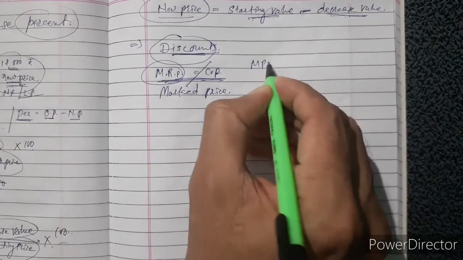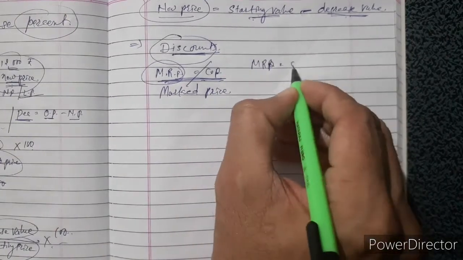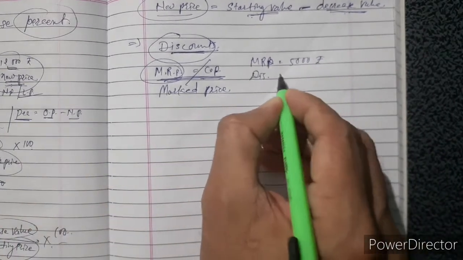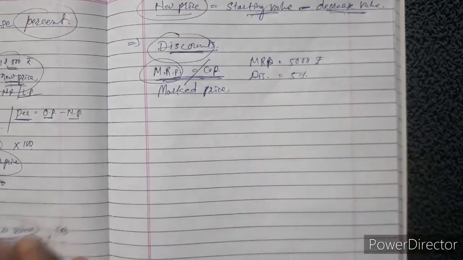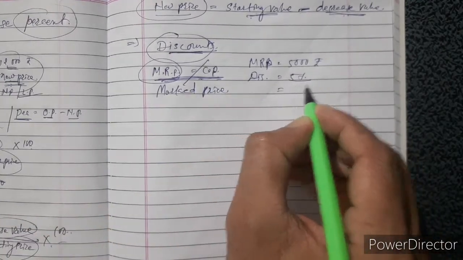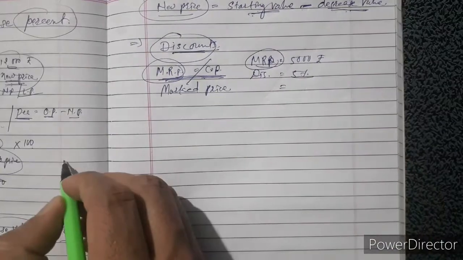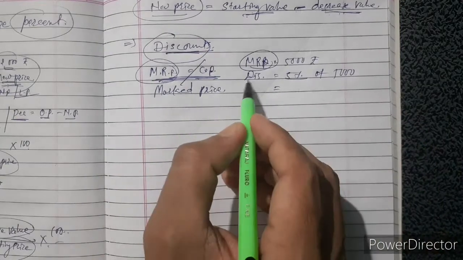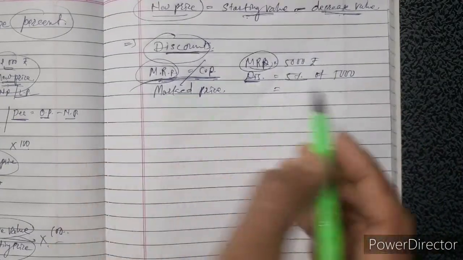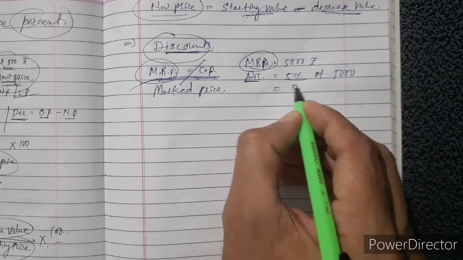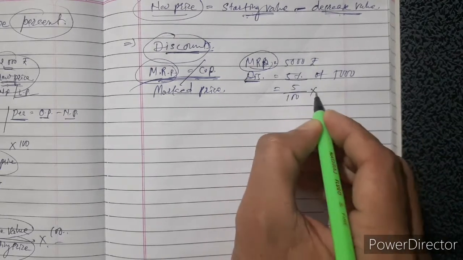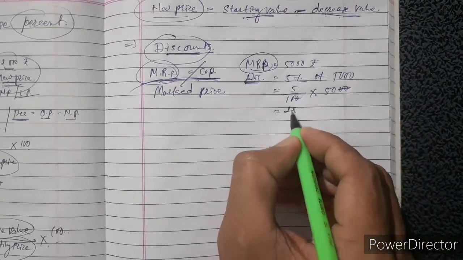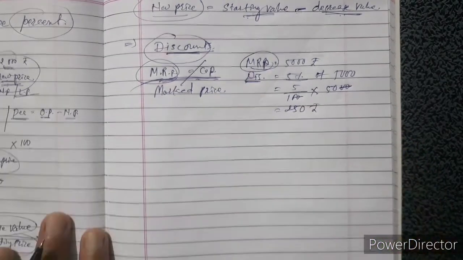Suppose the MRP of one item is 5,000 rupees, and they give a 5% discount on that one. Okay, so 5% means 5% of MRP, 5% of 5,000. Discount is always calculated on MRP. 5% of 5,000: 5% means 5 upon 100, and of means multiply, that is 5,000. That gives 250 rupees discount.